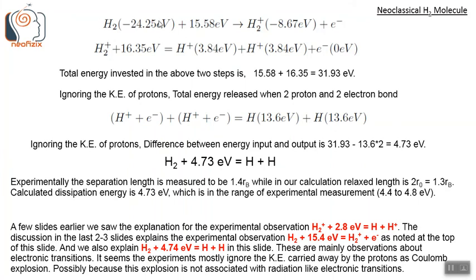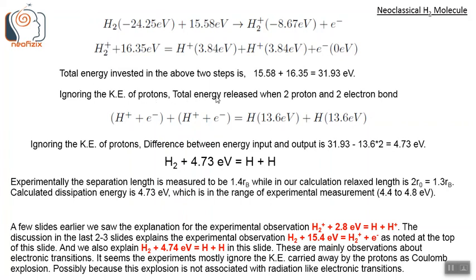So this happens in the first step. We supply 15.5 electron volts, and in the second step we supply 16.35 electron volts to get this completely dissociated state. So the total energy invested in these above 2 steps is 15.58 plus 16.35, which is nothing but 31.93 electron volts. So we have supplied a total of 31.93 electron volts in these 2 steps.